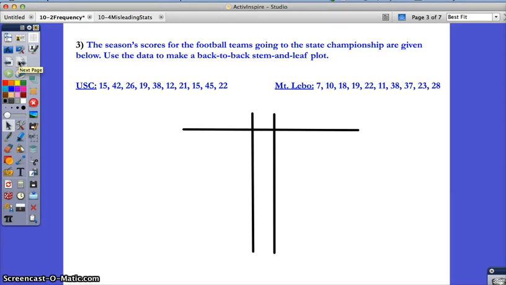The season scores for the football teams going to state championship are given below. Use the data to make a back-to-back stem and leaf plot. So the plot's going to have a title, like any chart that we have. We always title, and since we're talking about the season scores, I'm just going to title it that.